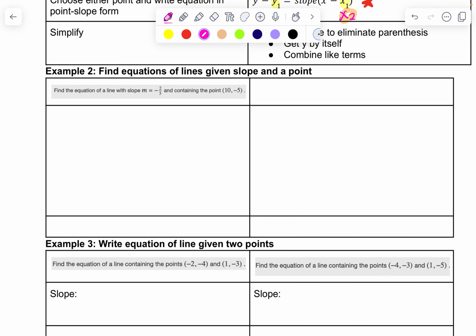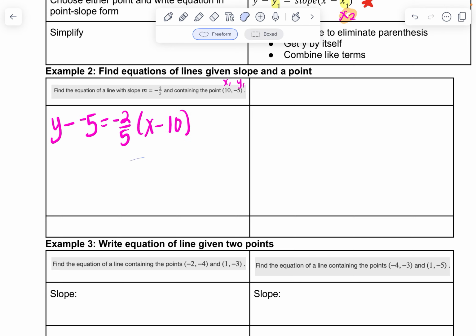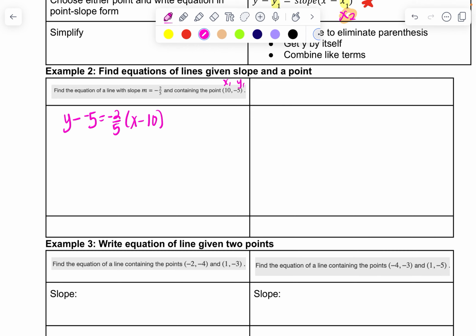So here we have our x value and our y value. So y minus our y value, which is -5, equals our slope times x minus our x value, which is 10. So the first step, finding the slope, was already done for us. This is the second step, putting it into the equation, and then we're going to simplify. This is the same as plus 5.